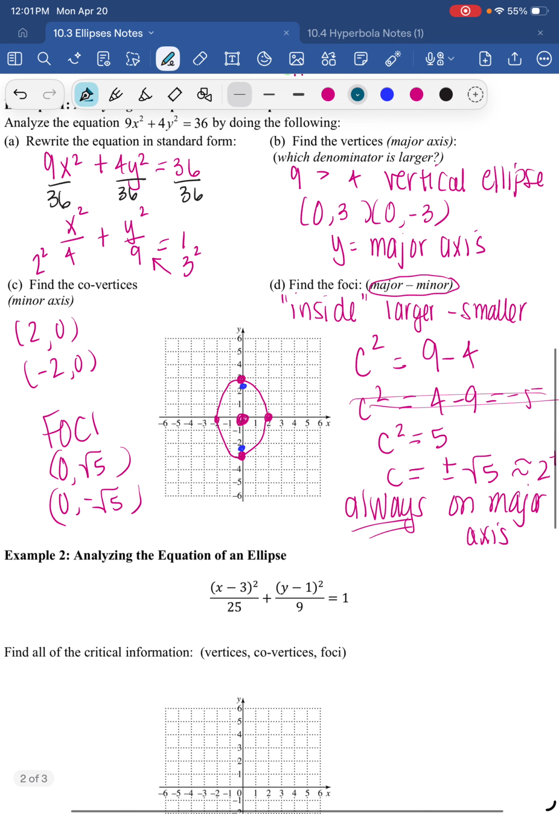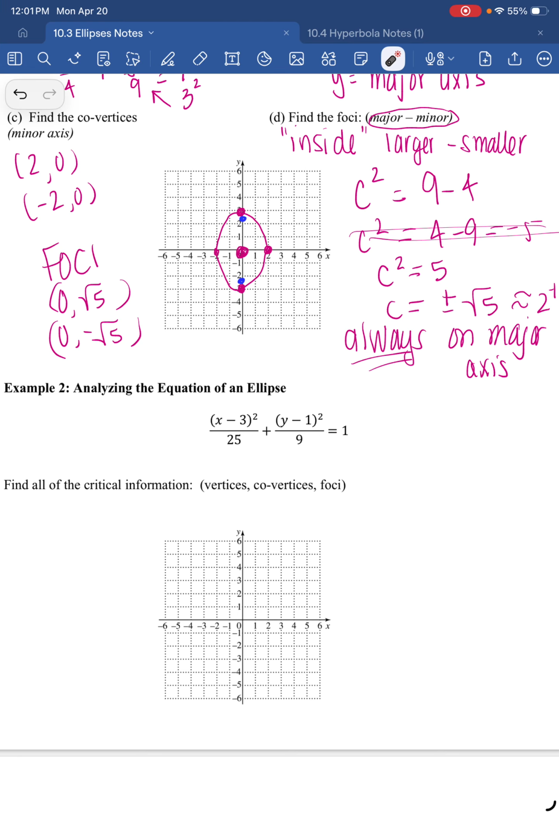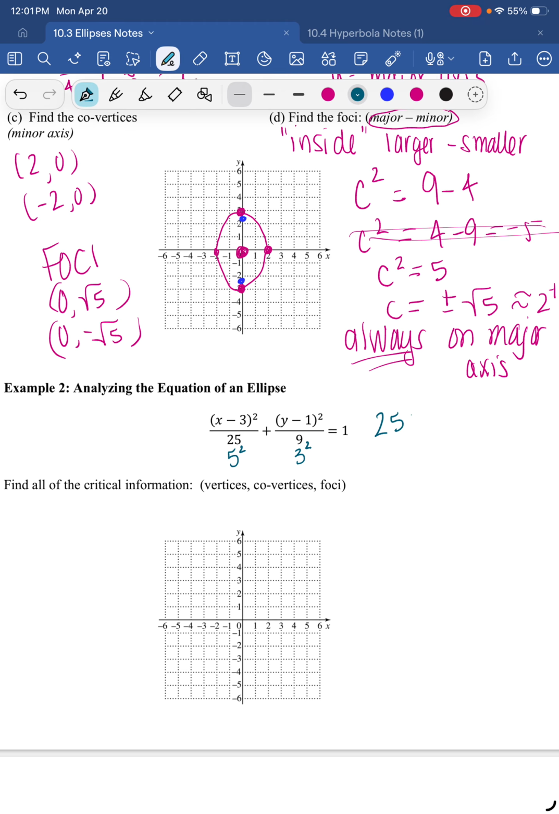Okay, so now we're going to analyze the equation of an ellipse that's not at the center. Notice that it already equals 1 for us, so that's nice. 25 is the same thing as 5 squared. 9 is the same thing as 3 squared. 5 squared, 25, is greater than 3 squared, 9. 25 is associated with x. It is the x denominator. So this ellipse is going to be horizontal.